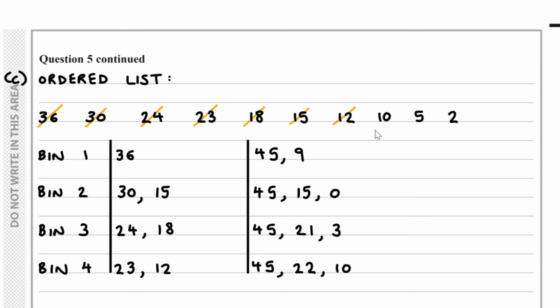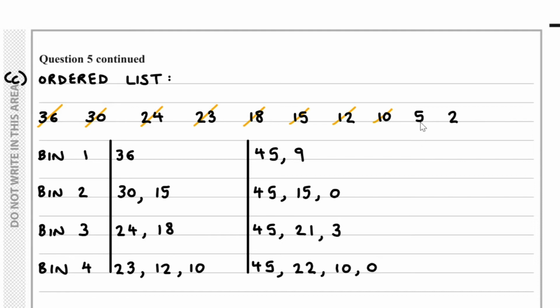Now I need to place the 10 somewhere. There's not enough space in bin 1. There's not enough space in bin 2. There's not enough space in bin 3. However, there's just about enough space in bin number 4, so I can place the 10 here, and the remaining space will therefore be 0. There's no more space left over in bin number 4.